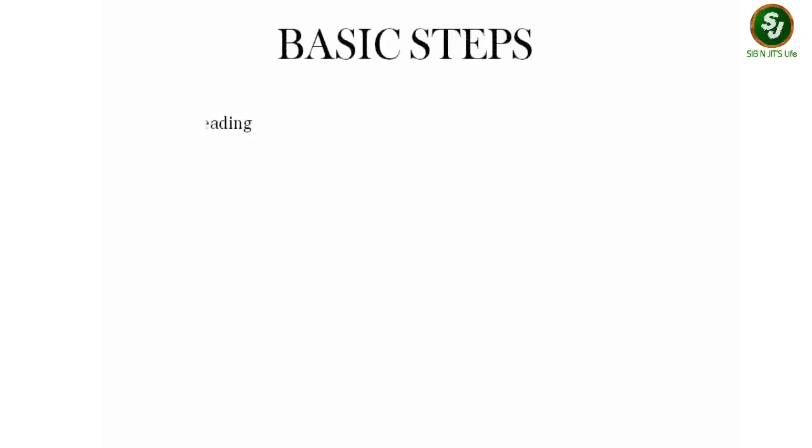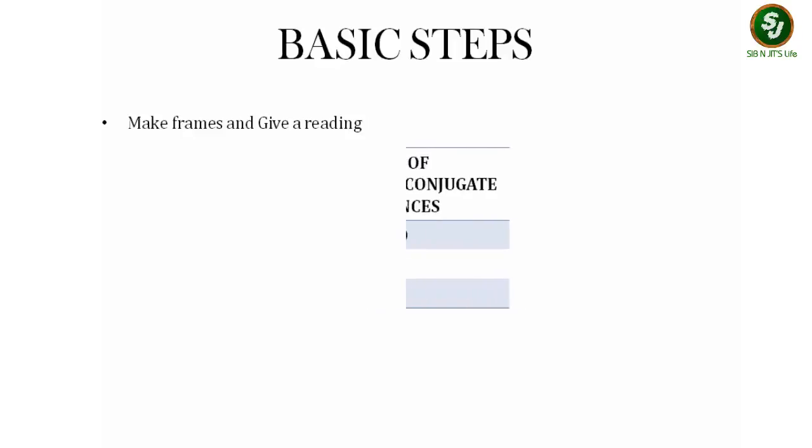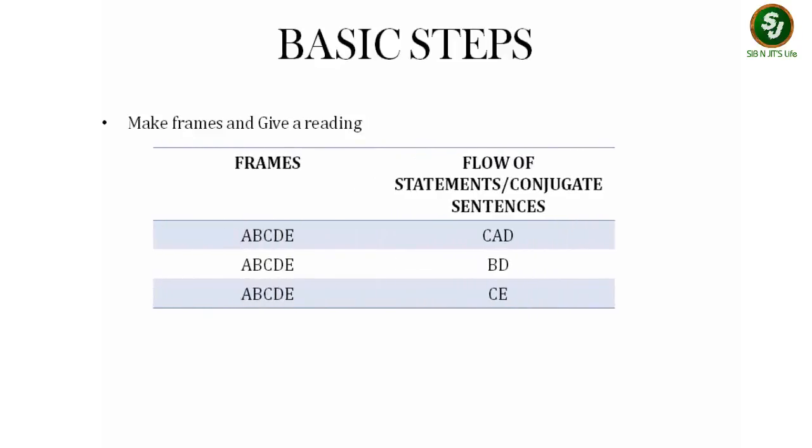Next, we have to follow some basic steps while we try to solve a jumbled paragraph. Make frames and give a reading. It's the first step. So what is now a frame? Suppose you are given 5 sentences like A, B, C, D, E. They are the 5 sentences, and you have to make frames and give it a reading. So when you read the sentences, you find that there is a connection. Whenever you find such a kind of connection, immediately write the sequence or the flow of statements, as it is shown here.